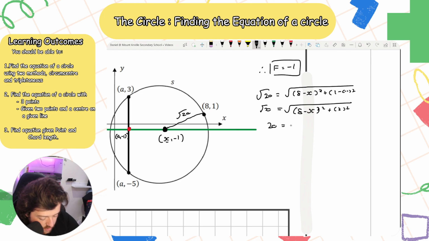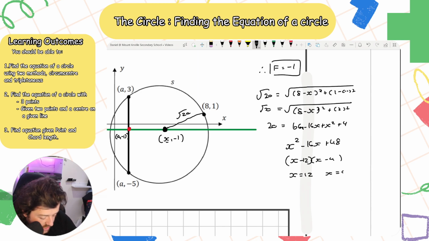Square both sides. I have 20 is equal to, squaring this out, 64 minus 16x plus x squared plus 4. Bring everything over to one side and solve this quadratic. So x squared minus 16x, 64 plus 4 is 68, minus 20 is 48. So two numbers that multiply to get 48 but add to get minus 16 are minus 12 and minus 4. So x is going to equal 12 and x is going to equal 4.